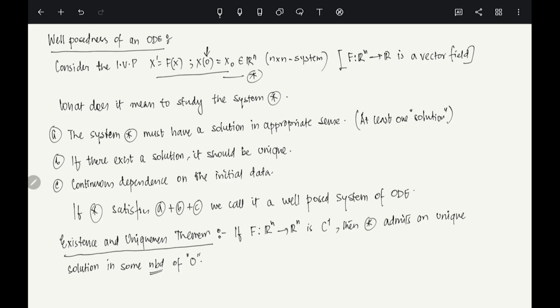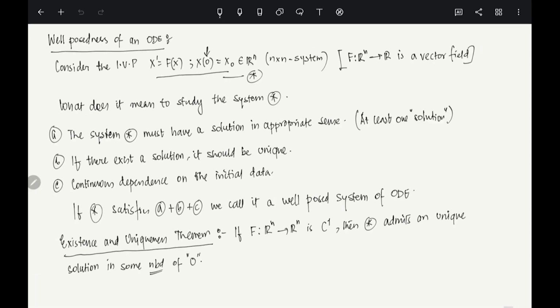So essentially we are assuming f is C1, which is not a very strong assumption. With that, we know that you always have a solution, which is a unique solution, in some neighborhood of the origin. Now what about the third property? Basically A and B are taken care of. If f is C1, we know that A and B are satisfied. If f is not C1, then there can be many different cases. It may not have a unique solution, or it may not have a solution at all.